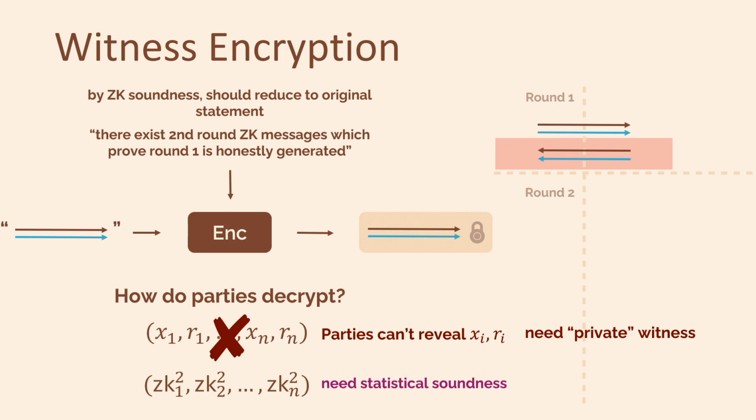But now we run into another problem, because it seems like we need the zero knowledge protocol to satisfy statistical soundness. With computational soundness, it could be totally possible that the inner statement is false, that round 1 is dishonest, but there could exist second round zero knowledge messages that prove this false statement, even if they're hard to find. And unfortunately, witness encryption doesn't guarantee anything in terms of hiding messages that are encrypted with statements that are not false, even if the witnesses for those statements are hard to find.